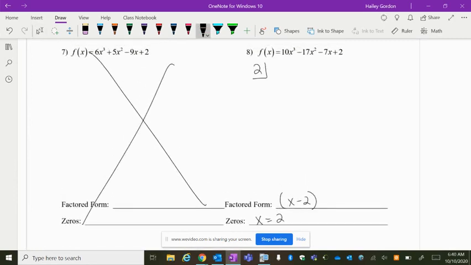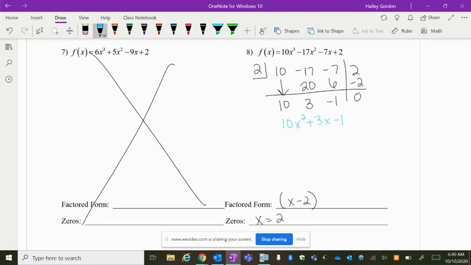So we can go ahead and take out a 2. 10, -17, -7, 2. Drop it down, multiply, add, multiply, add, multiply. So now we're left with the equation 10x squared plus 3x minus 1.